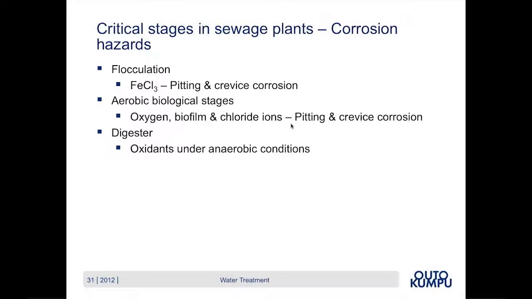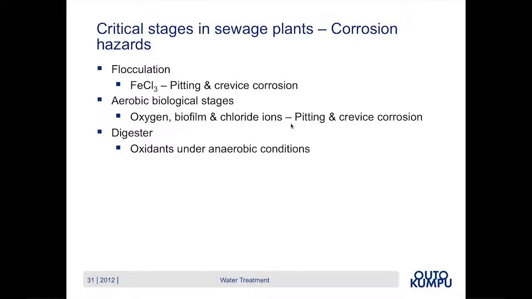Despite the fact that the processes and solutions are apparently well understood, there are areas here where extra care is needed. For example, in flocculation stages where ferric chloride is added. Water containing ferric chlorides can be quite aggressive for two reasons. Firstly, because of the addition of chlorides, and secondly, due to the strong oxidizing nature of the ferric ions. So in these stages, there is a risk of pitting and crevice corrosion if the grade is not resistant enough.